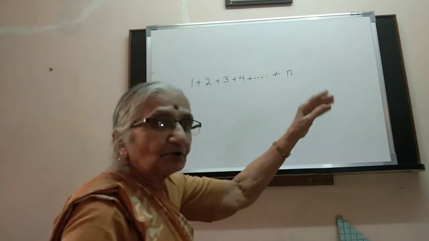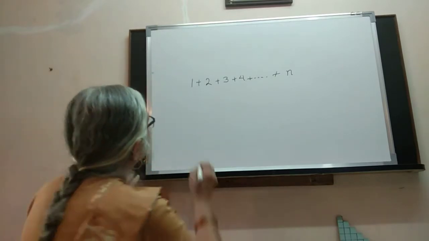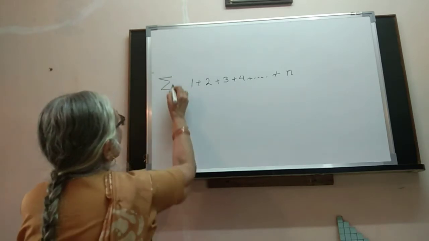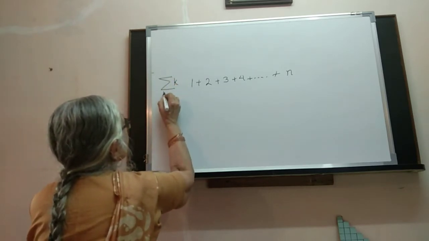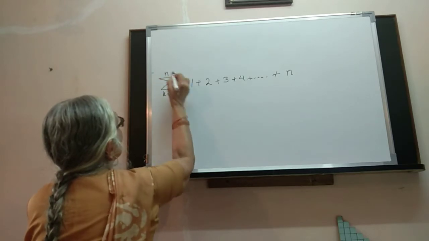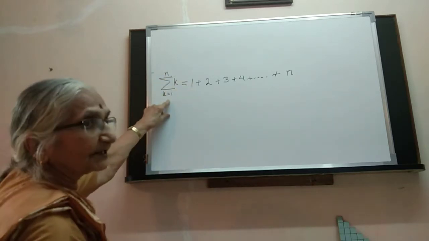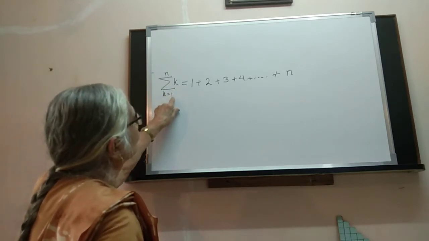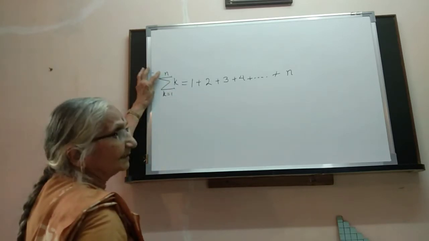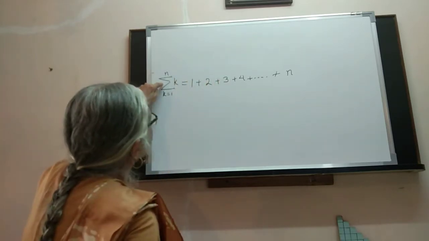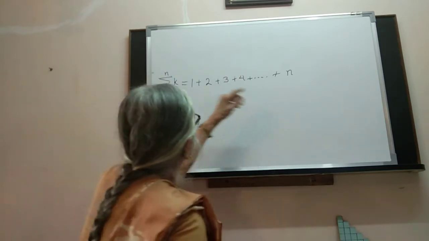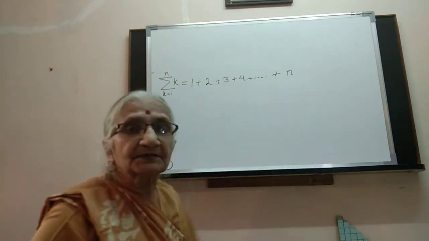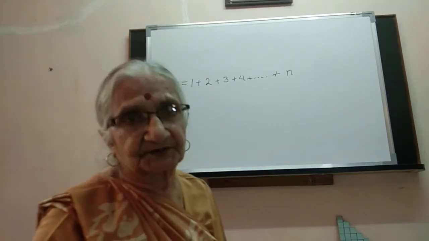The summation is denoted by sigma, the Greek alphabet, and that is like this. You know it. This is sigma k equal to 1 to n, and what this notation means is that you have to take k equal to 1, start with 1, k equal to 2, k equal to 3, up to k equal to n. Take all of them, and then sigma is summation, add them all up. So sigma k from k equal to 1 to n is 1 plus 2 plus 3 up to n. This is what we are looking for, a formula for this.